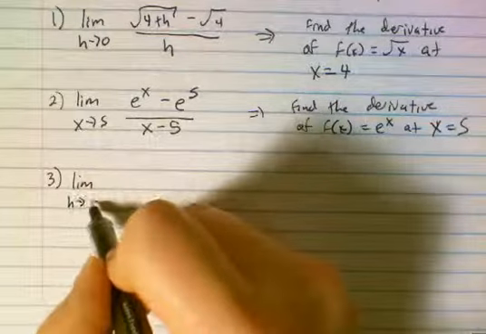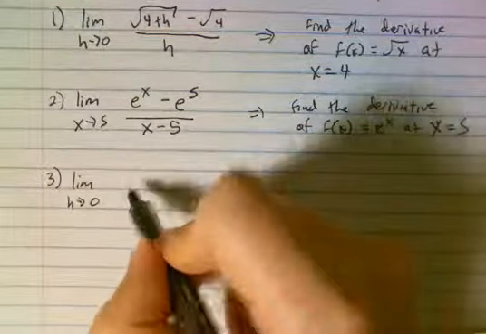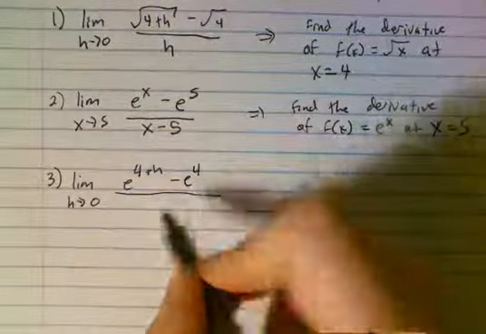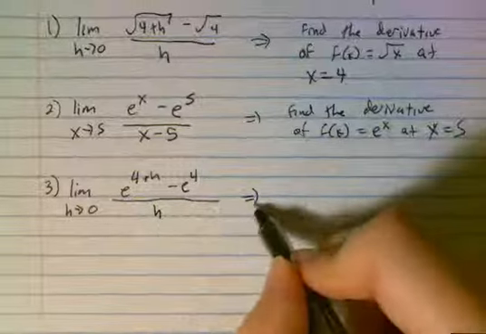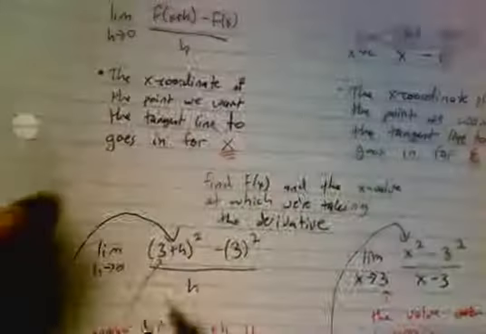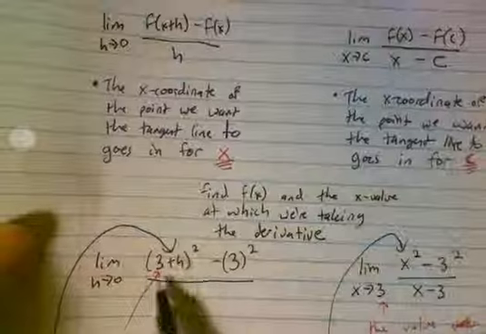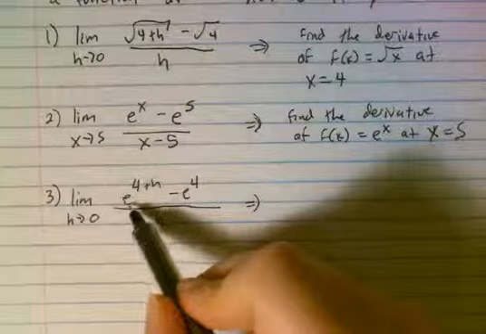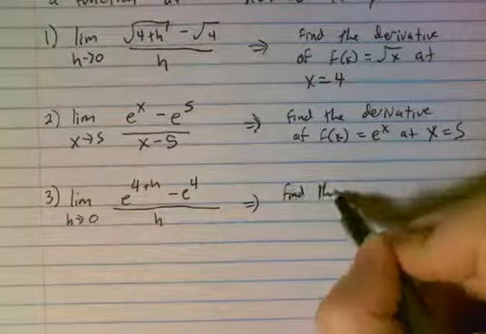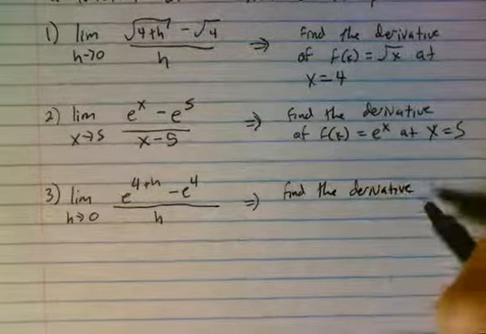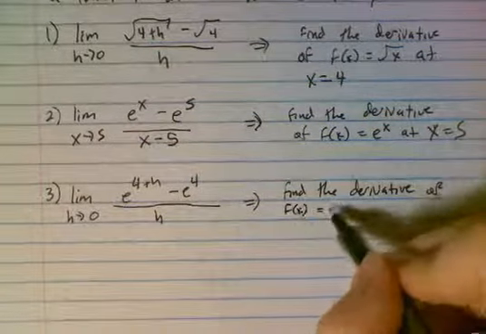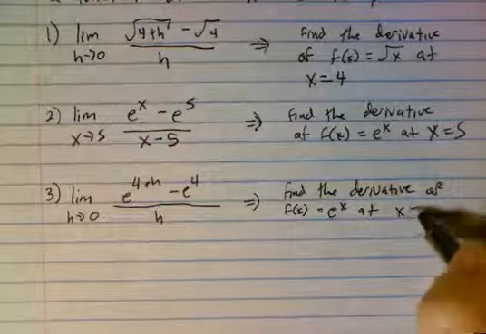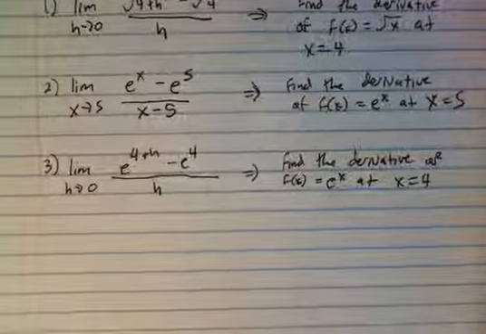How about the limit as h approaches 0 of e to the 4 plus h minus e to the 4th over h. Notice this is the h form again. So whatever's being done to the number plus h, so 4 plus h, that's sort of our x, so it's e to the x. And the number here next to the h is 4. So it's at x equals 4.